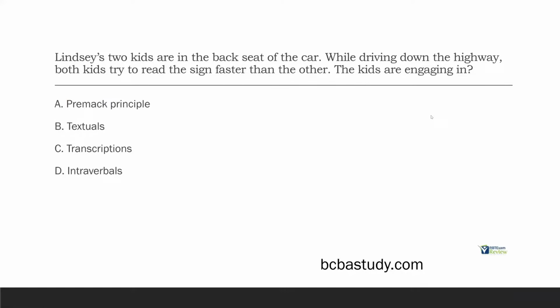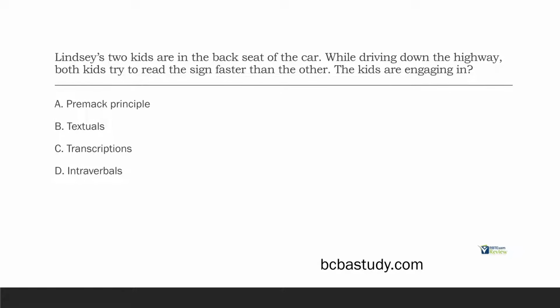Lindsay's two kids are in the backseat of the car. While driving down the highway, both kids try to read the sign faster than the other. The kids are engaging in what? Okay. Fairly straightforward question. I would say a 3 or 4 difficulty. Trust your preparation. So we're looking at the kids, not Lindsay. What are the kids doing? Well, they're sitting in the backseat of the car and they're trying to read signs. Those are the two apparent responses or behaviors. Okay. Sitting is even questionable. So we're really looking at reading, right? Reading the sign faster than the other.